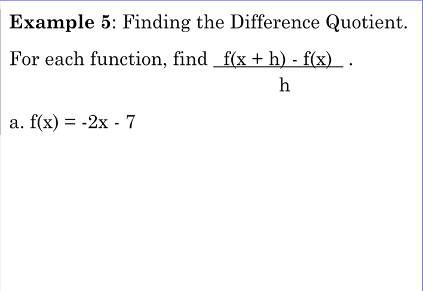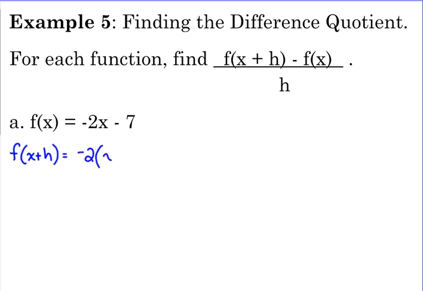We're composing, we're putting x plus h into our function. Then we're going to subtract the original function. We're going to simplify all that, and we're going to see if we can simplify it with that h in the denominator. Okay, so if we are finding that difference quotient for the function negative 2x minus 7, we need to plug x plus h into our function first.